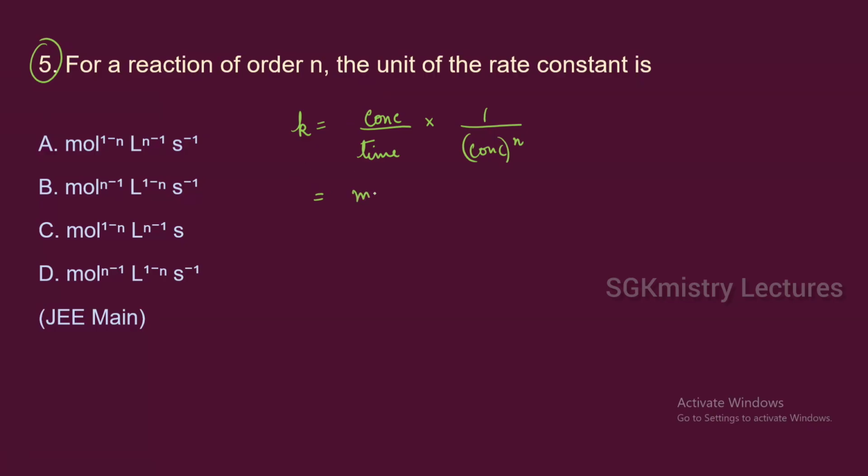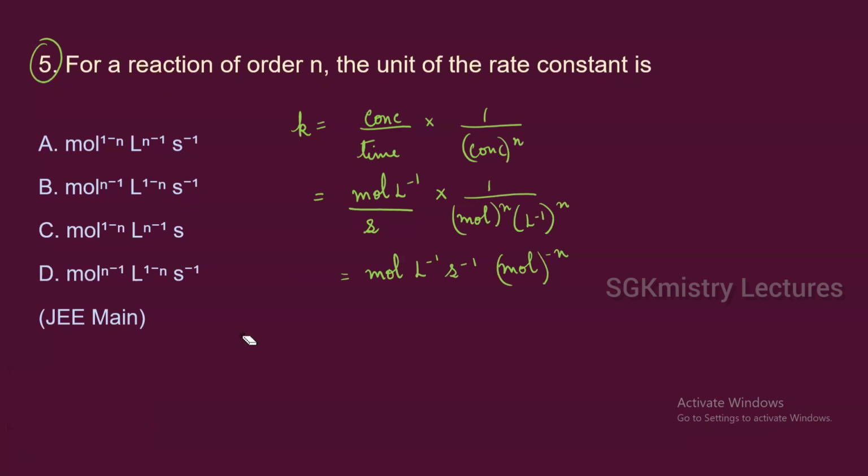Concentration is given as mole per liter. Time is expressed in second. So we have 1 by concentration to the power of n, so it will be mole to the power of n per liter to the power of n. Now if I bring it to the numerator, this will be as such mole per liter, and second, when brought above, becomes second inverse. Now this mole comes above, so it will become minus n.